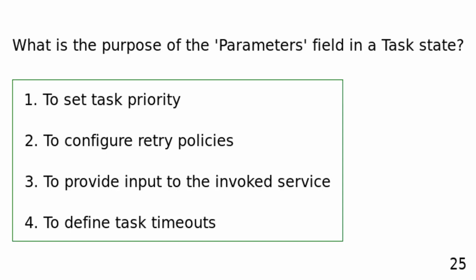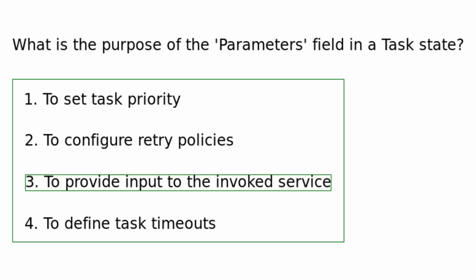What is the purpose of the parameters field in a task state? To set task priority. To configure retry policies. To provide input to the invoked service. To define task timeouts. The parameters field in a task state of AWS Step Functions is used to provide input to the invoked service, allowing you to pass data in the format the service expects.